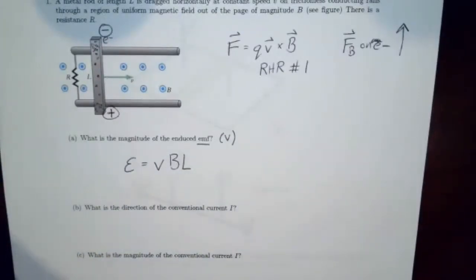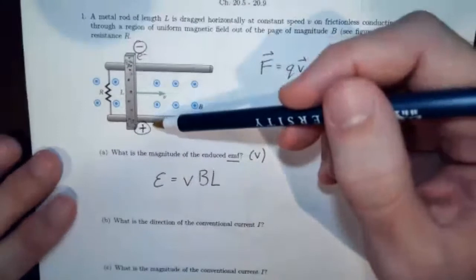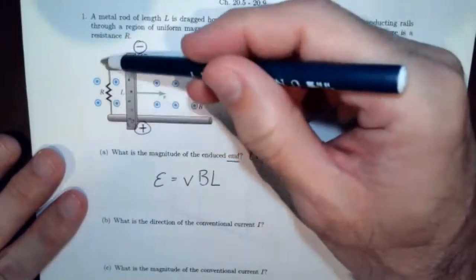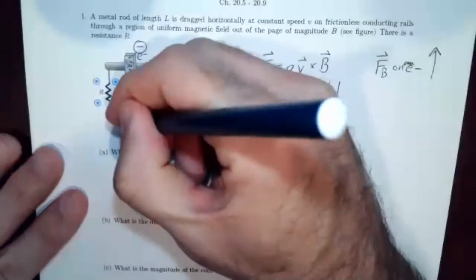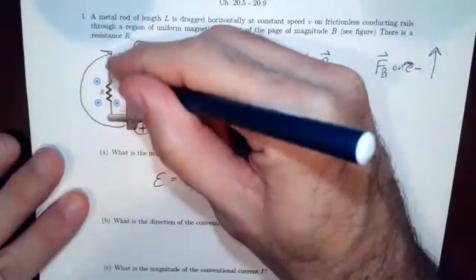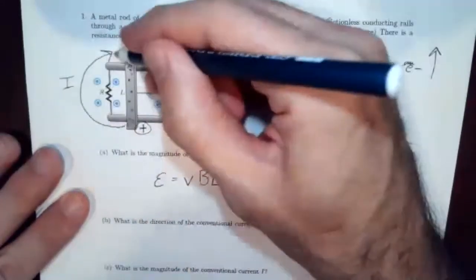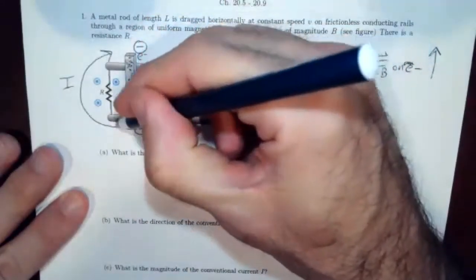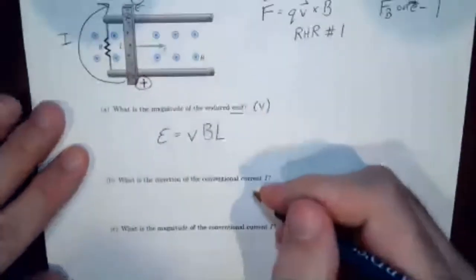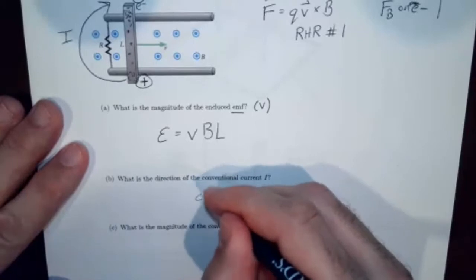All right. What's the direction of the conventional current? Well, if this is acting like a battery, we know that conventional current comes out of the positive end of the battery and goes towards the negative end. So the conventional current is going to go this way. So it's going to be going up through the resistor and down through the bar and then back up through the resistor. So it's going clockwise, right? So the direction of the current is clockwise.